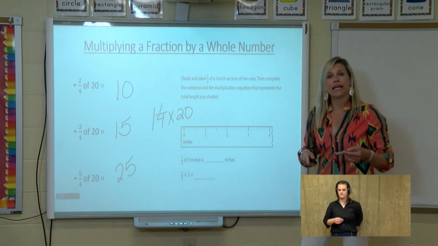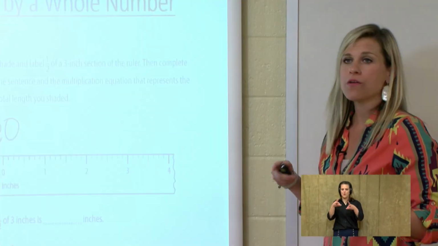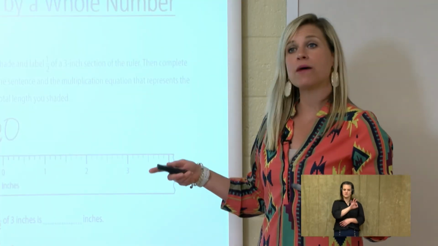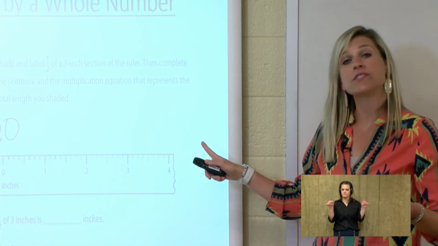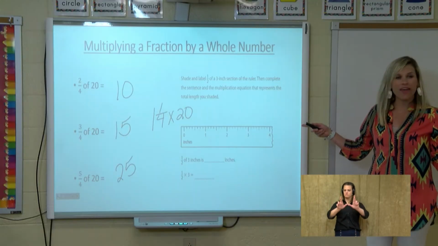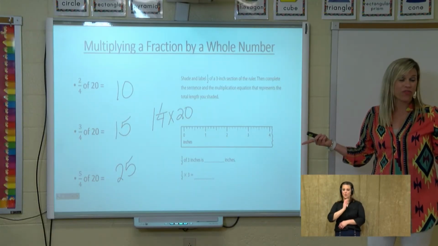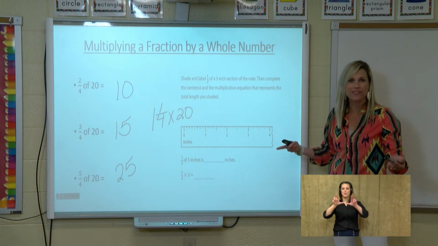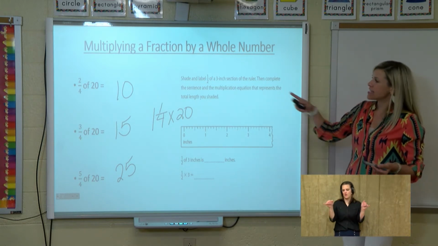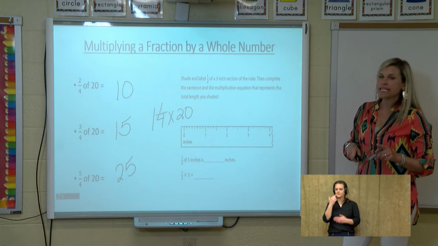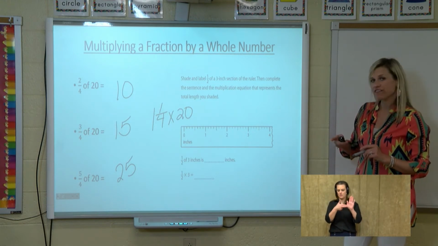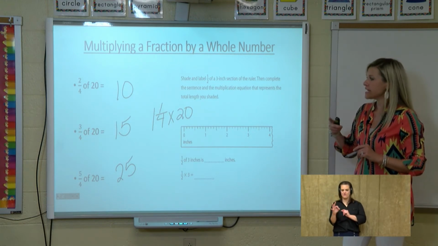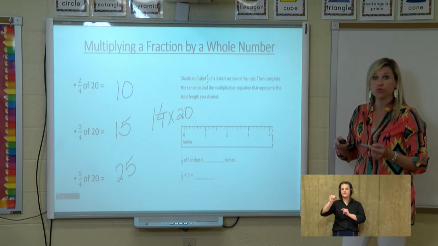All right, another way that we can multiply fractions is by using a number line. Now this right here is a ruler, but what's cool about that is we all know by now that rulers are number lines, aren't they? Yeah. So let's look at this. It says shade and label half of a 3-inch section of the ruler.